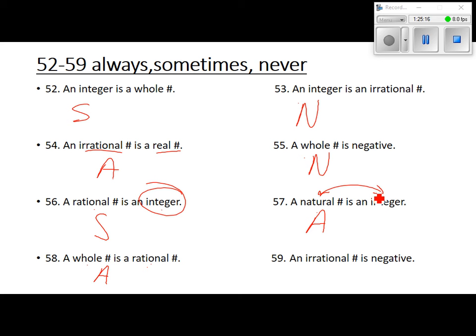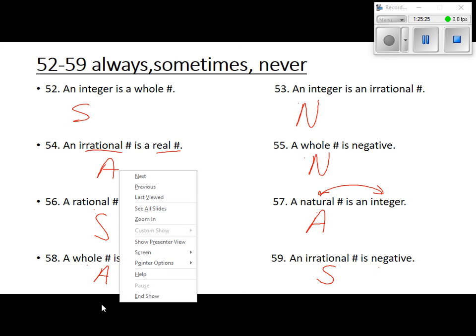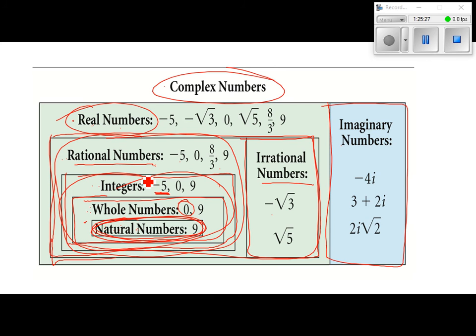An irrational number is negative. Can an irrational number be negative? Yeah. Does it have to be negative? No. So that's sometimes. Again, you might want to copy that box down.